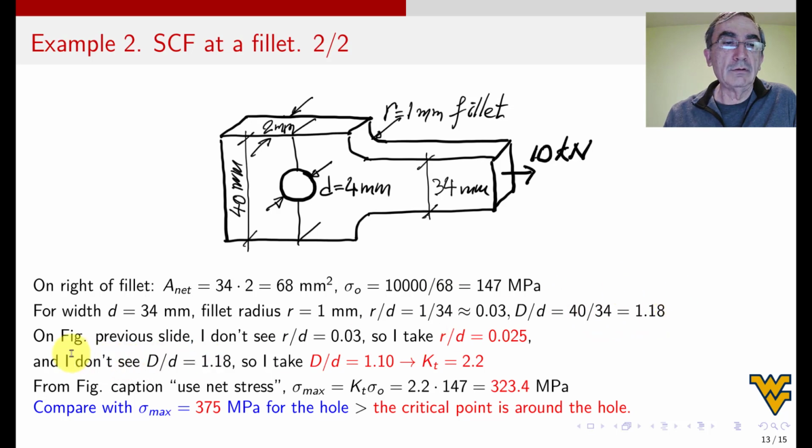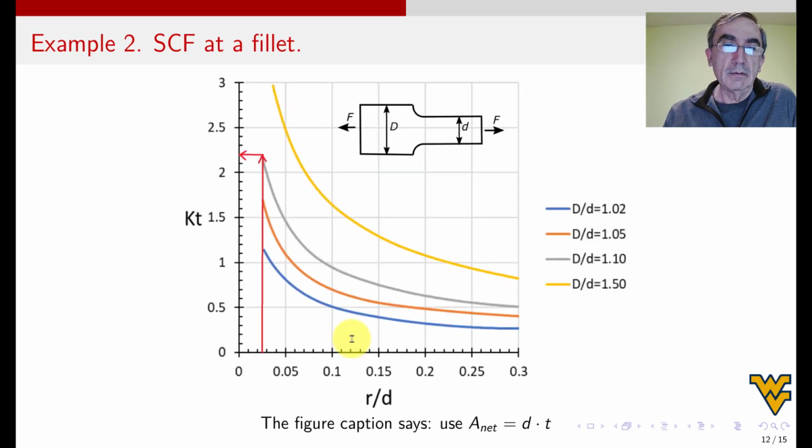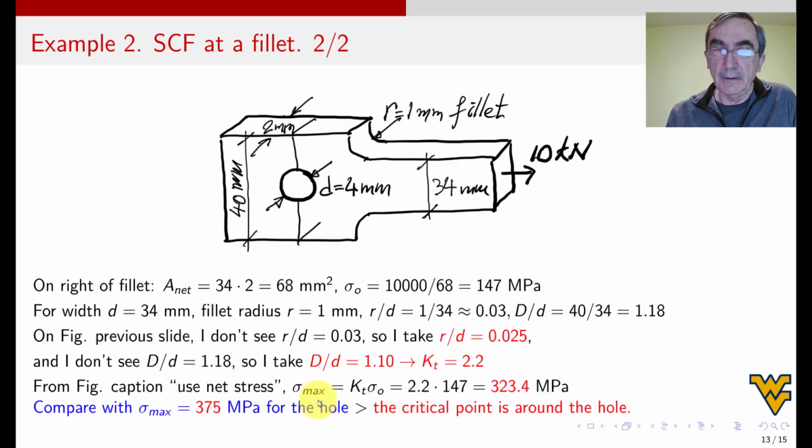Now, if I go to the previous slide, you'll see there is no r over d of 0.03. How come? Well, 0.03, yeah, there is. I could do that, yes. I didn't think about that. Anyway, when I did the problem, I took r over d 0.025. Actually, when I did the problem, I was doing the charts from the book, which are not as good as my charts, and that's why I couldn't see 0.03.